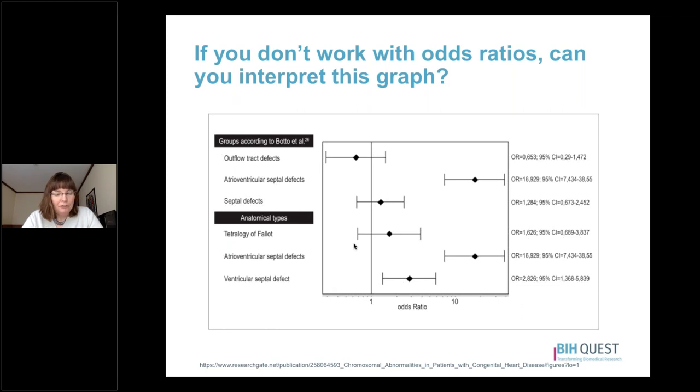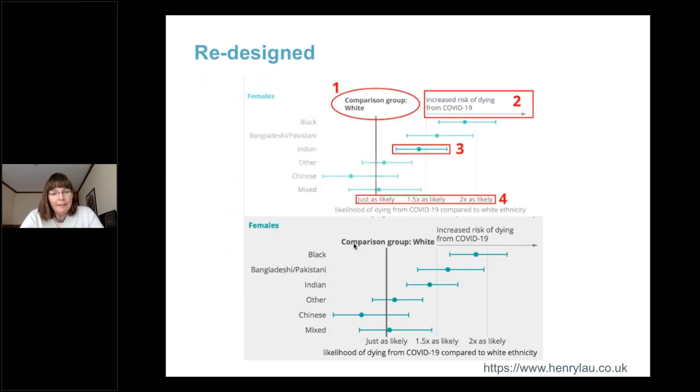So again, for those of you who work with odds ratios regularly, you may know exactly what these numbers represent and what the scale and the legend mean. Whereas for others of you who aren't so familiar, this figure might be quite confusing. This is an example of how someone has redesigned a graph with odds ratios to make it easier for an audience to understand what exactly the graph is showing.